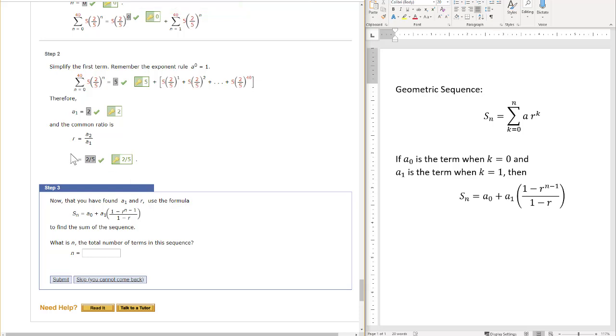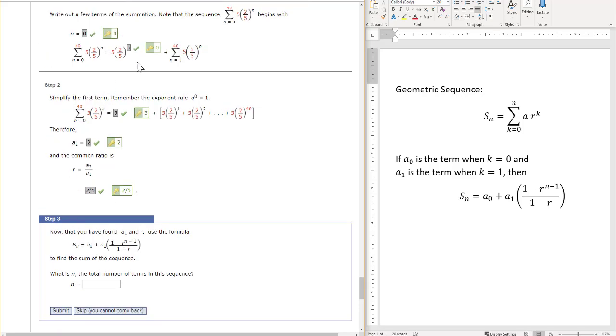So now we've identified a sub 0. A sub 0 is the first term. I think this simplifies to 5. A sub 1 simplifies to 2, and then our ratio is equal to 2/5. So that's all the components that are needed here. We want to go to the total number. What is n, the total number of terms in the sequence? Well, this goes all the way up to 40.